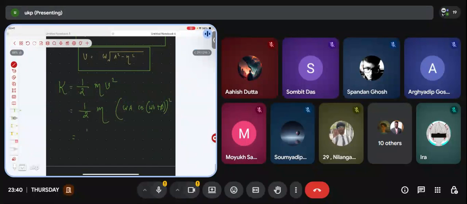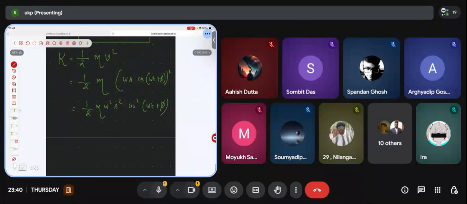सिंप्लीफाई करोगे तो क्या आएगा सर? Half m omega square a square cos square omega t plus phi. Yes or no? Any doubt up to this? ठीक है. Now, there are few observations that I need to get out of this equation. What are the observations I can make from this equation?